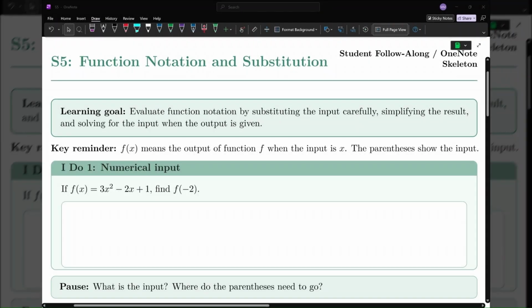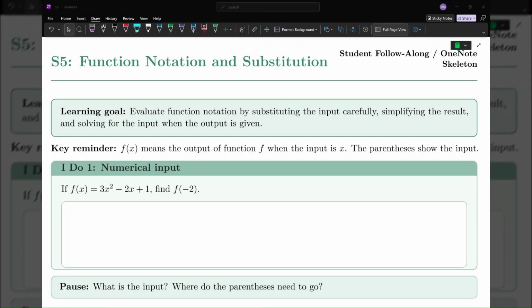Welcome to this video. S5, we'll be talking about function notation and a little bit of substitution as we use function notation. So the goal today is just basically to be able to function with this function notation. As we get started, key reminder: f of x means the output of function f when the input is x.